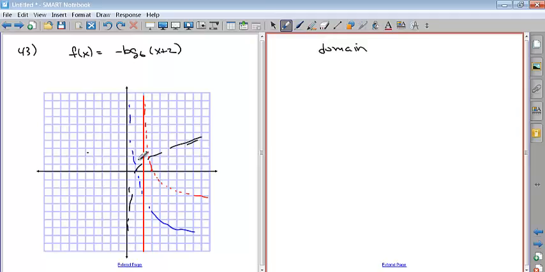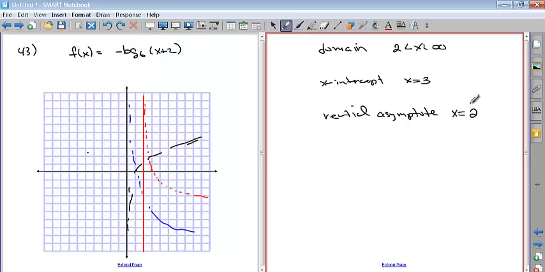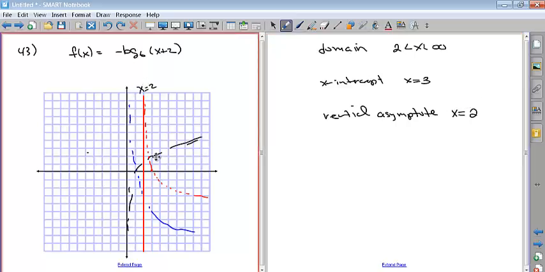So we can't go to the left of this. So the domain is going to be from 2 to infinity. The x-intercept doesn't change except it shifts from x equals 1 to x equals 3. And the vertical asymptote is the boundary here, the domain. So it's x equals 2. So that's the line. This red line is x equals 2. There's the intercept, and the domain is everything to the right of that.